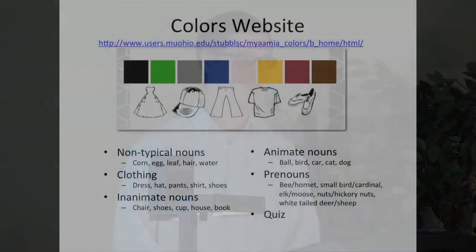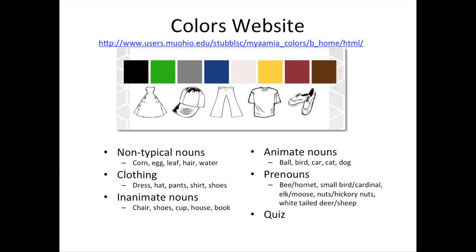And then I was in charge of the colors website, which was split into 5 different sections: the non-typical nouns, clothing, inanimate nouns, animate nouns, and pronouns. And then there's also a quiz part at the end that puts all of them together. So I'll go through the first one, non-typical nouns, really quickly. This is the beginning website, which is how all of the different modules look. 1 is observe, 2 is try, 3 is test. The question mark is info on the pages. And then there's also navigation on the side throughout the whole module.